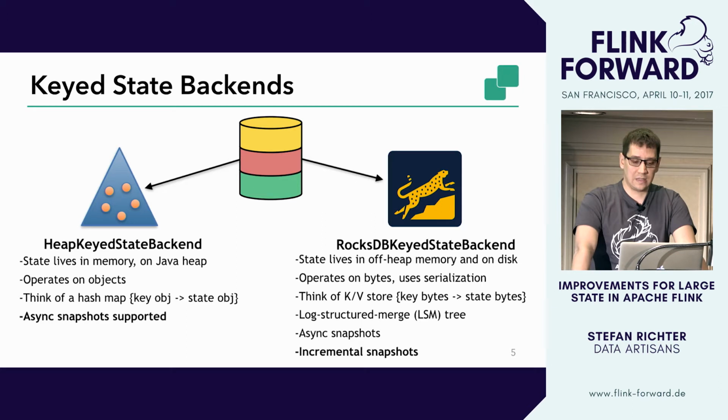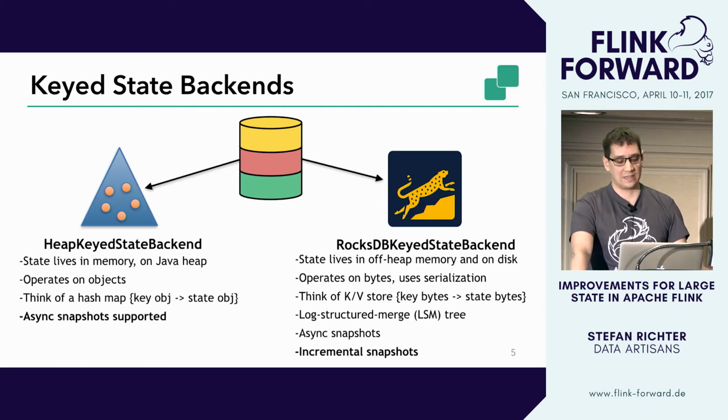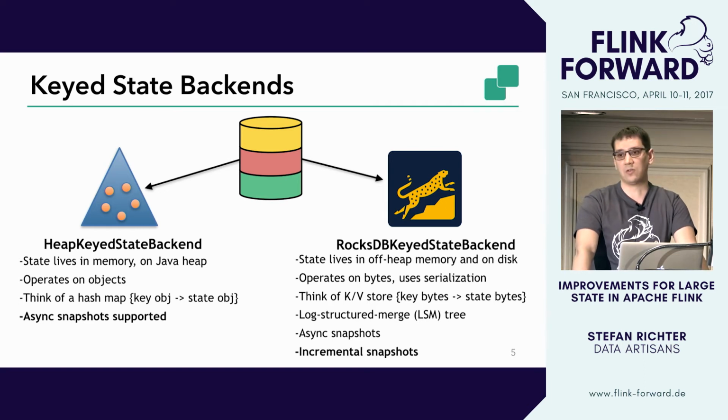As for the implementations of state backends in Flink, right now we have two different state backends, which have slightly different characteristics. On the one hand, we have a heap-based implementation where all the state lives on the Java heap, and Flink operates directly on objects on that heap. You can think about the underlying implementation of that state backend like a Java hash map, where the key in the hash map is the key of your event, and the value is the state for that key. On the other side, we have an implementation that is based on RocksDB.